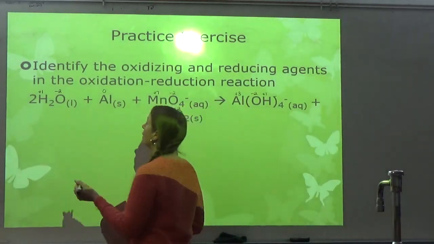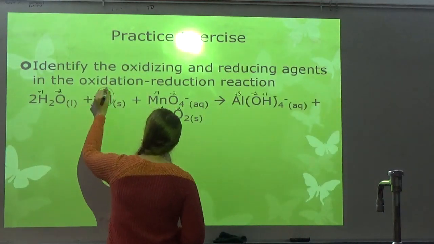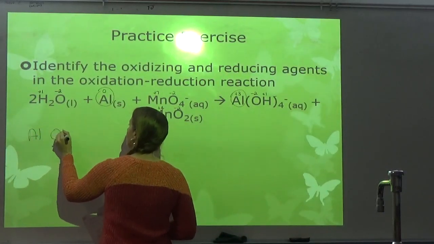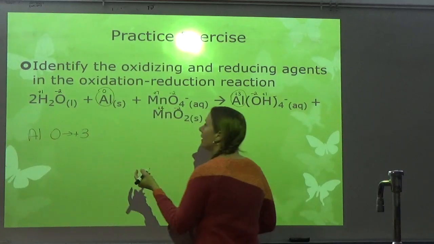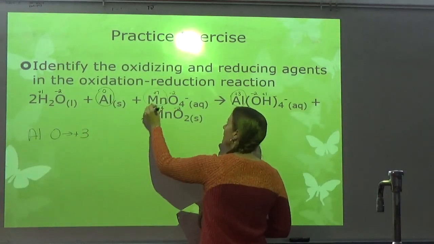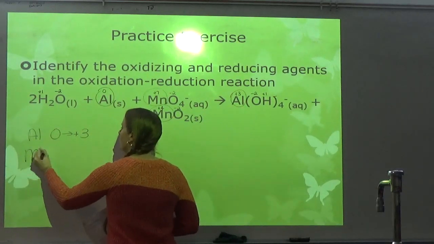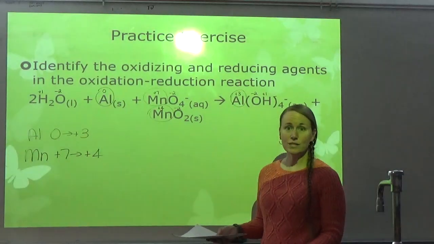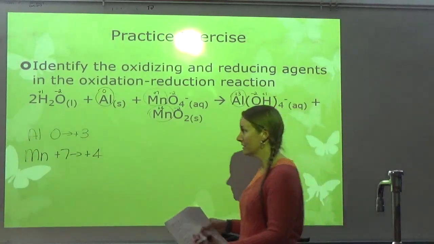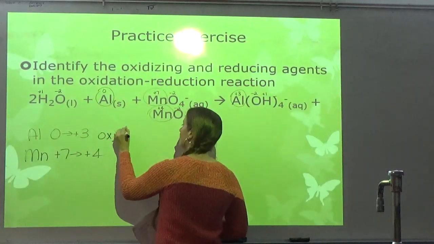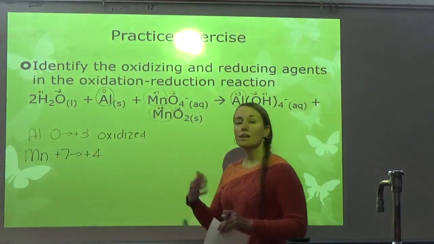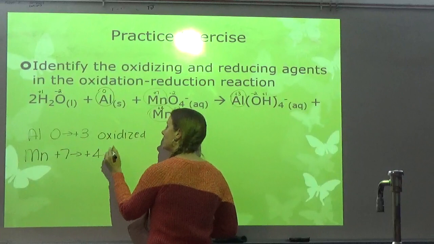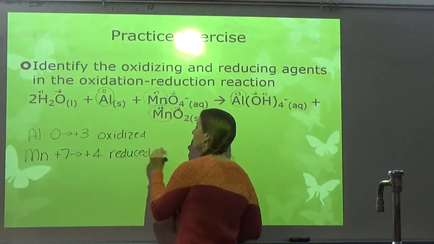Okay, so let's look at who's changed here. I can see that aluminum went from 0 to +3. And then I can also see that manganese went from +7 to +4. So oxidation is loss of electrons, so of course it's going to become more positive. So that will be aluminum. Aluminum is oxidized. And then reduction is gain of electrons. So see how manganese becomes less positive? So it was reduced, just like that.